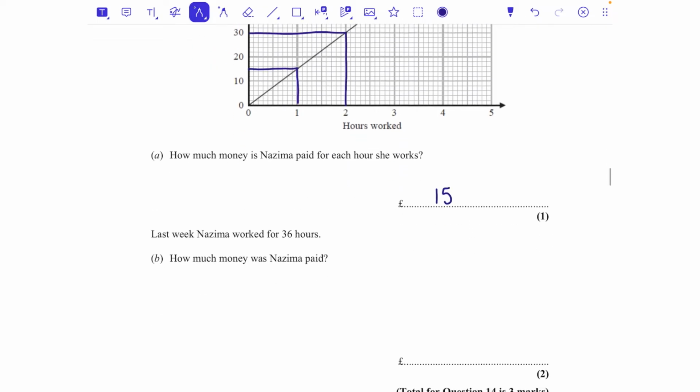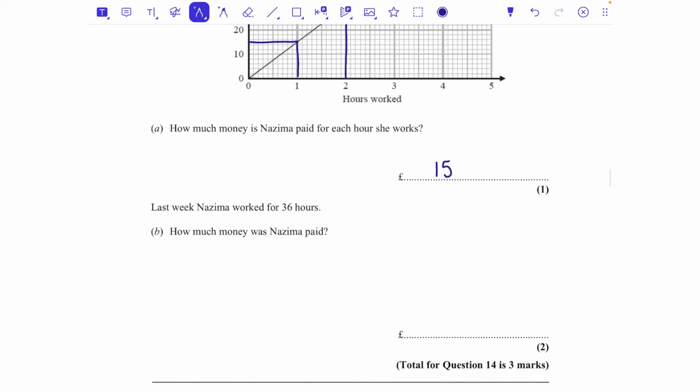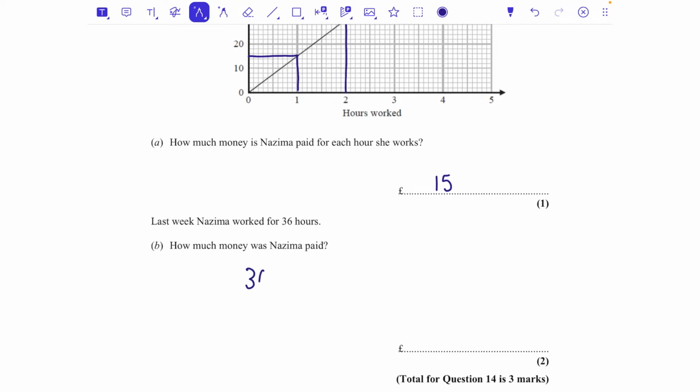Last week, Nazima worked for 36 hours. How much money was she paid? Well, we know that she's going to get £15 for every hour that she works. So we just need to do 36 times by 15. And we do, of course, have our calculator for this. So 36 times 15 is 540.